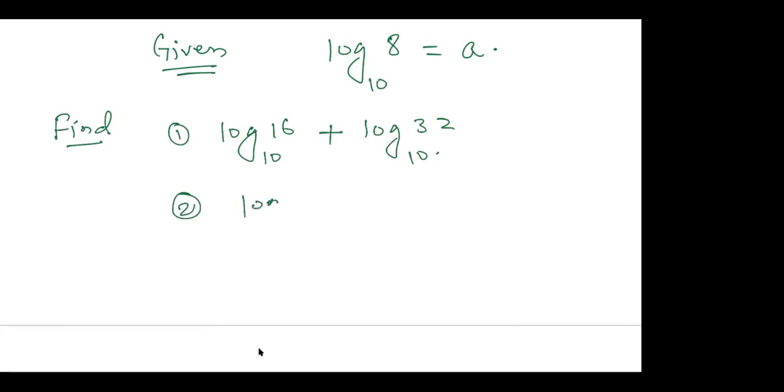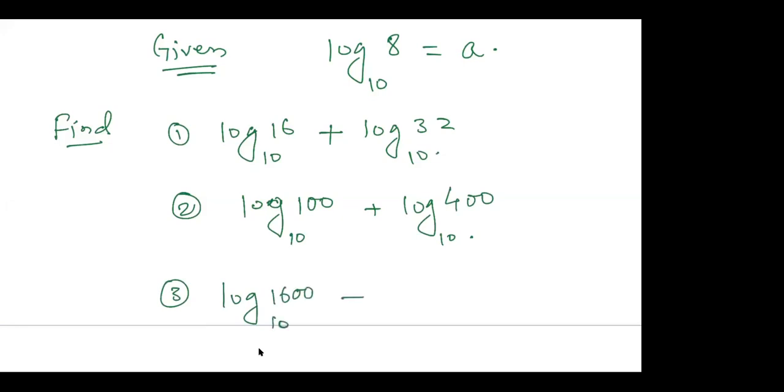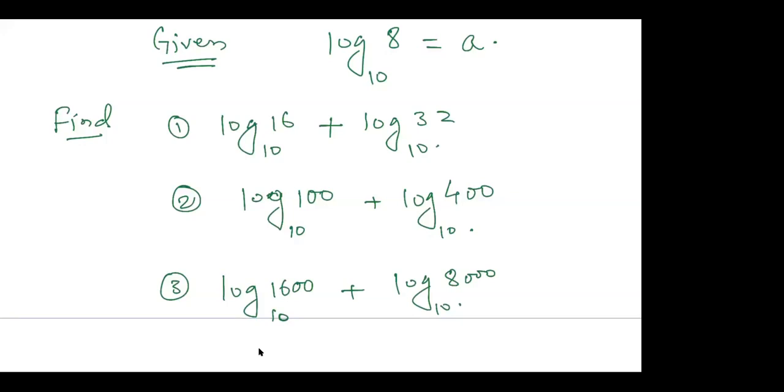Second question, log 100 base 10 plus log 400 base 10. Third, log 1600 base 10 plus log 8000 base 10. This time, no mistakes. Use the basic formula and basic logic. Find the answer in terms of A.